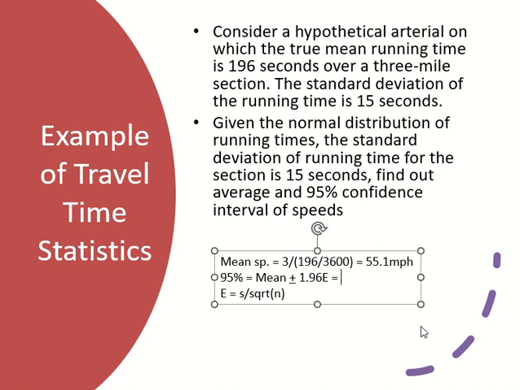2 to 5.4. 2 to 5.4. Plus and minus, right? Now I will calculate the confidence interval of speed using these times, the same way I did here. So the 95% confidence interval of speed.